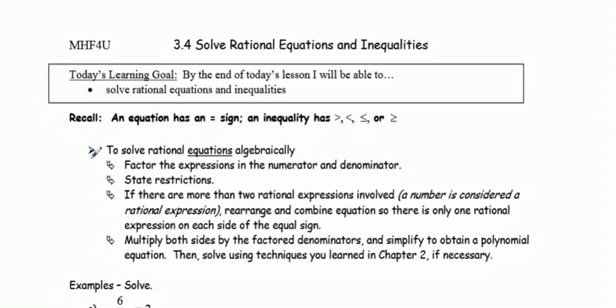To solve rational equations algebraically, you need to factor the expressions in the numerator and denominator. You need to state restrictions. You need to rearrange and combine the equations so that there's really only one rational expression on either side of the equal sign. And then once that's done, you can really just cross multiply to solve, which is sort of the same as multiplying both sides by the factored denominators.